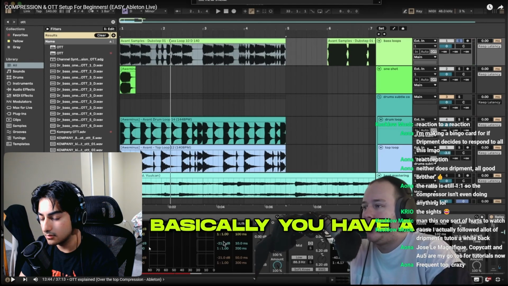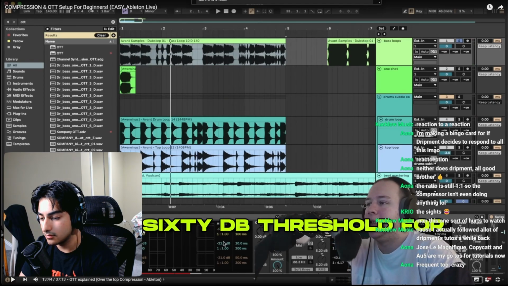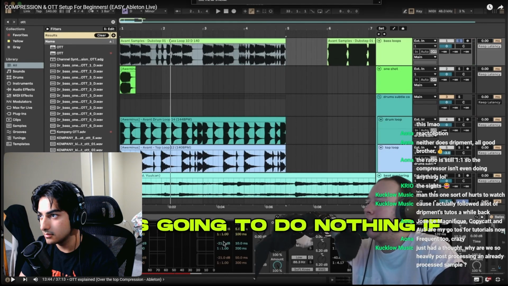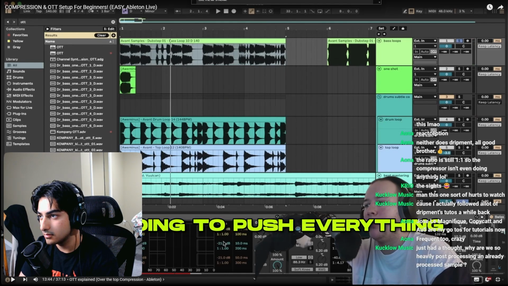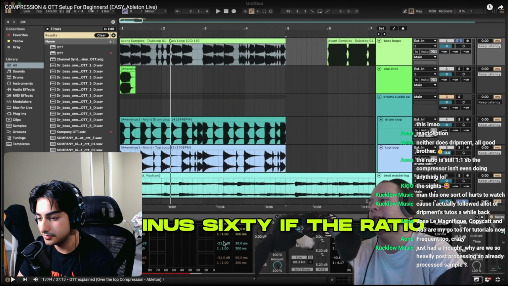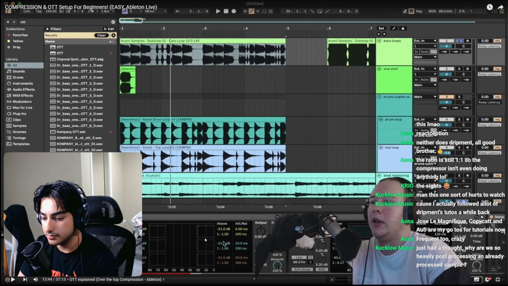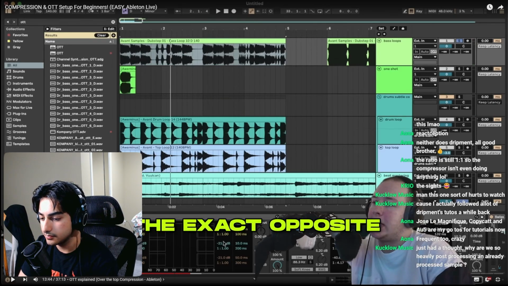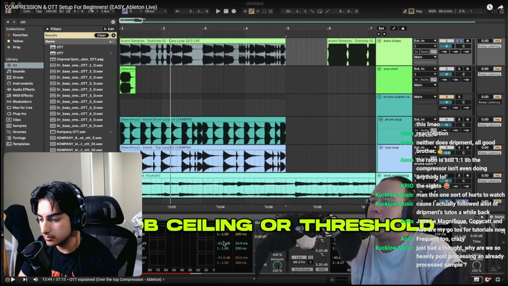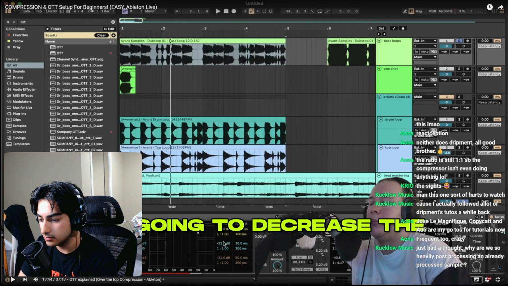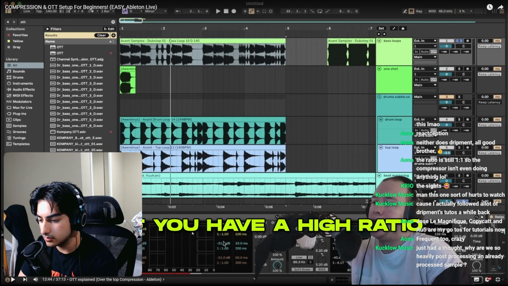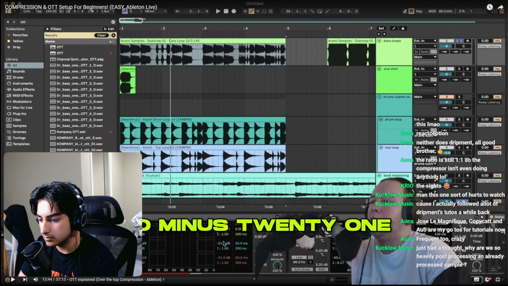Basically, you have a minus 60 dB threshold for the below and a 1-to-1 ratio. That's going to do nothing. If you up the ratio, it's going to push everything that's below minus 60 up to minus 60 if the ratio is big enough. And then the above will do the exact opposite. If you have a minus 21 dB ceiling or threshold, it's going to decrease the volume based on the ratio you set. So if you have a high ratio, it's going to reduce it down to minus 21.